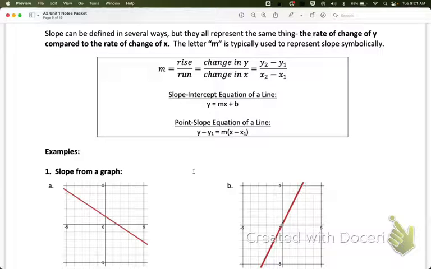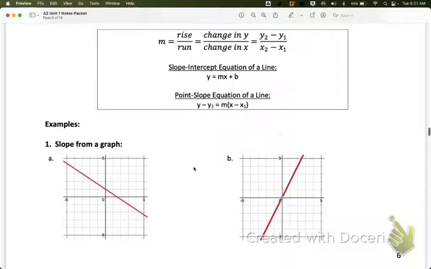And so that's why we see things like rise over run or delta y over delta x. The letter m is typically used to represent slope when we're working symbolically. So here's several different ways. We can see rise over run. That's going to help us a lot if we're looking at a graph. We can count the change in y over the change in x. Or if we have the ordered pairs, we know that the formula is y2 minus y1 over x2 minus x1.